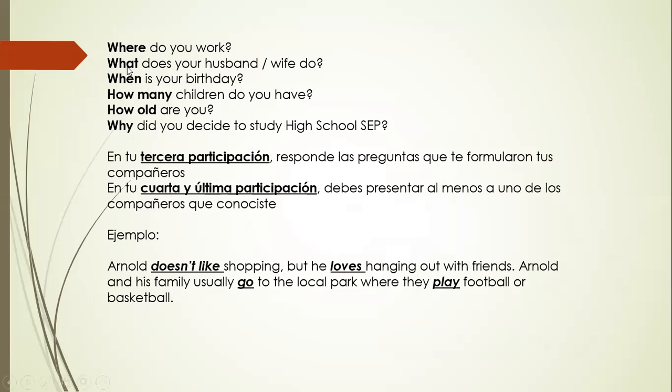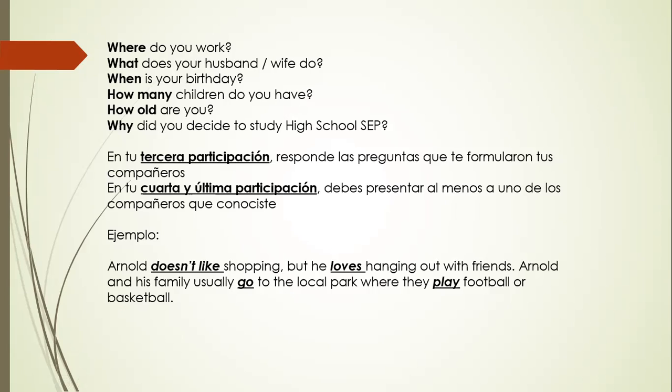Here we have examples of WH questions. Where do you work? What does your husband or wife do? When is your birthday? How many children do you have? How old are you? Why did you decide to study high school SEP? Well, these are some examples of questions that you can ask to your partners.